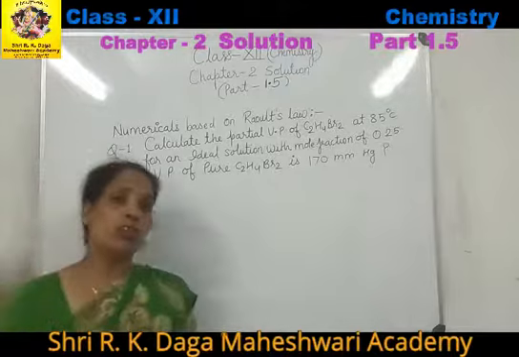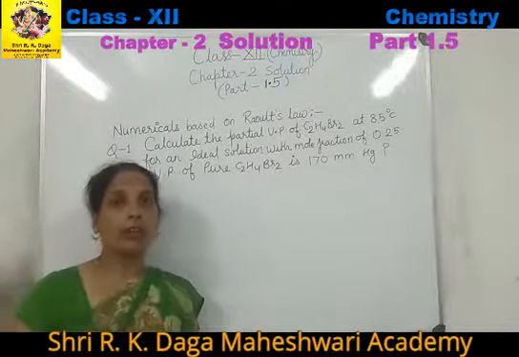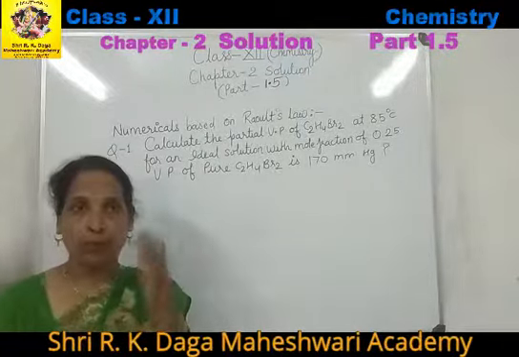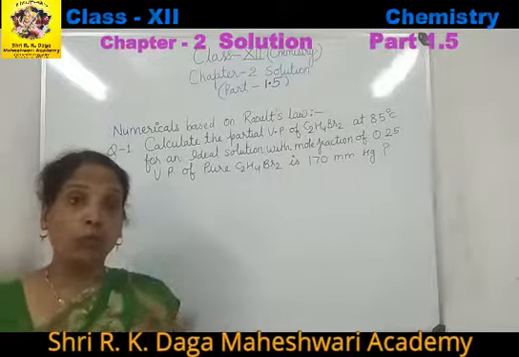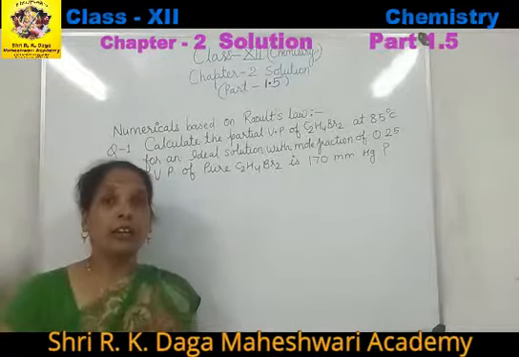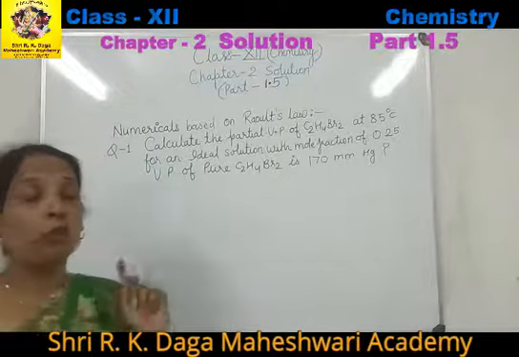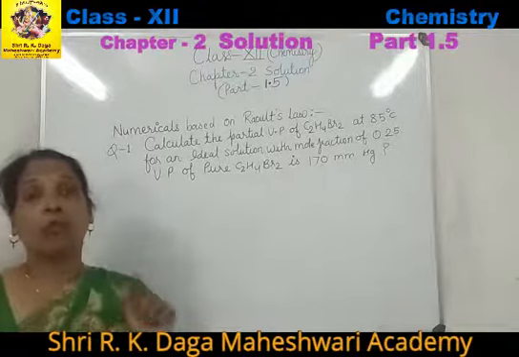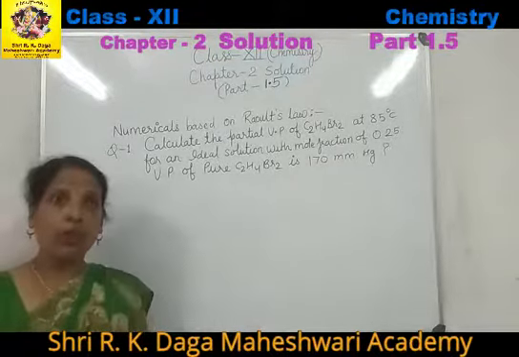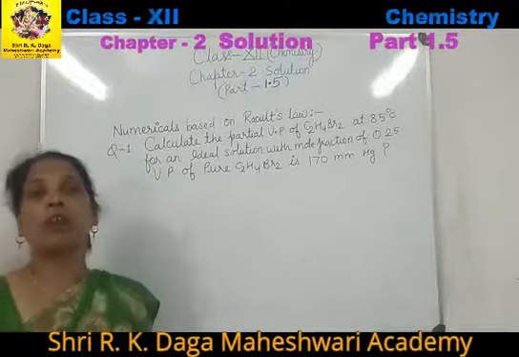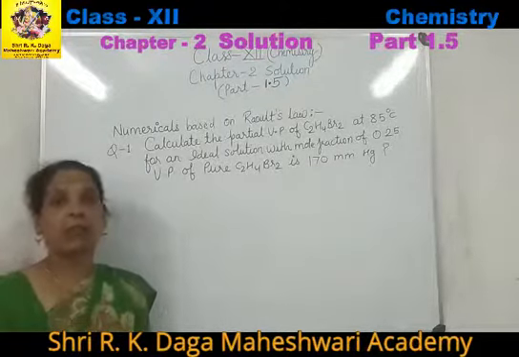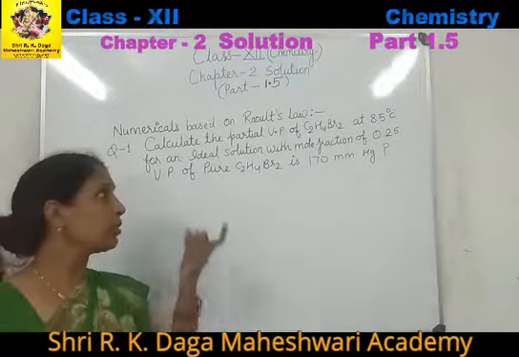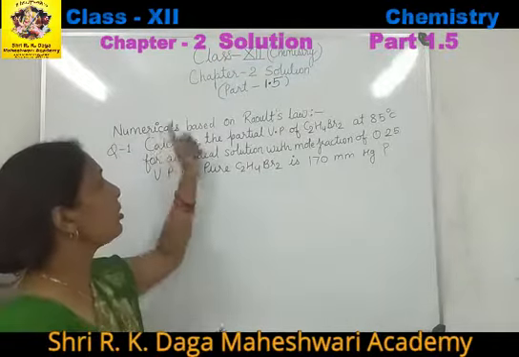Generally students get confused about which law will apply: Raoult's law for the volatile solute or Raoult's law for the non-volatile solute. First of all, read the numerical carefully. If there are two components and the vapor pressure of both components is given, we apply Raoult's law for the solution containing a volatile solute. If two components are given but the vapor pressure of only one component is given, we apply Raoult's law for the solution containing a non-volatile solute. So we will practice the numericals based on Raoult's law.